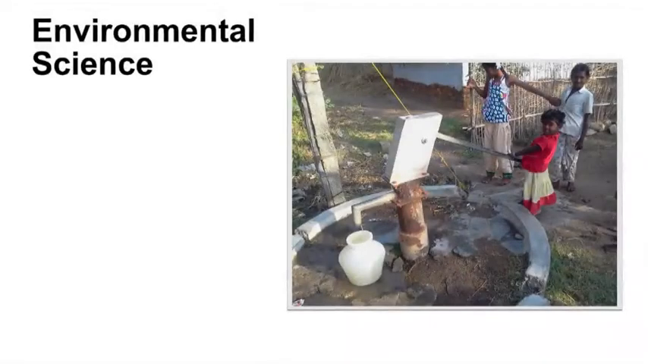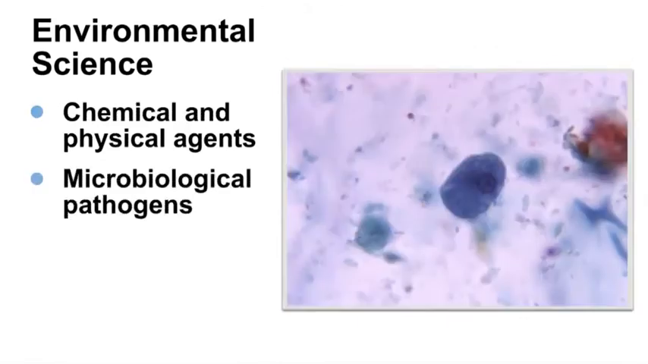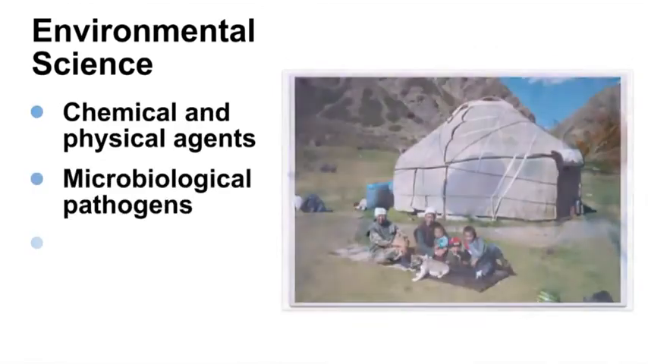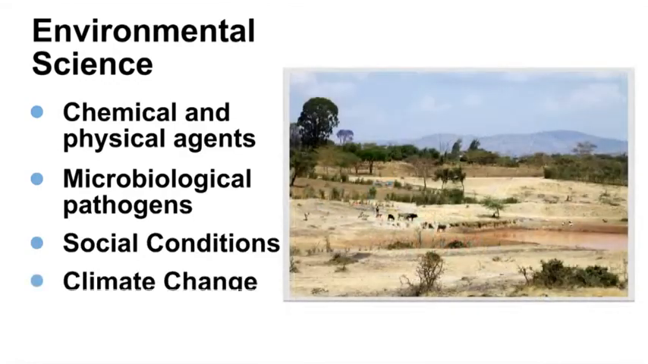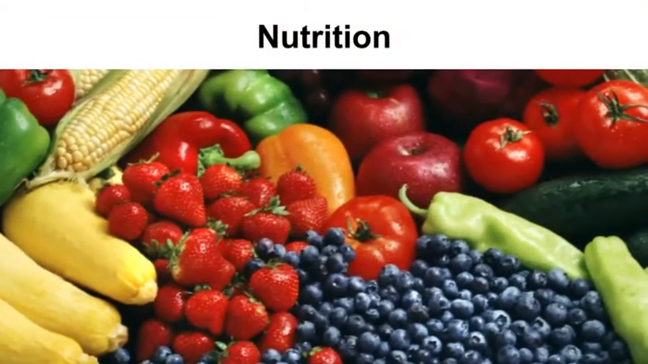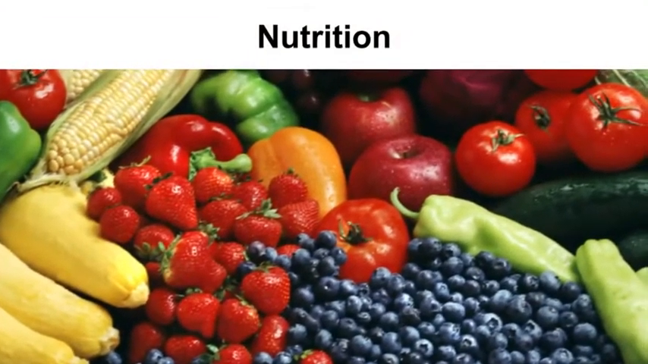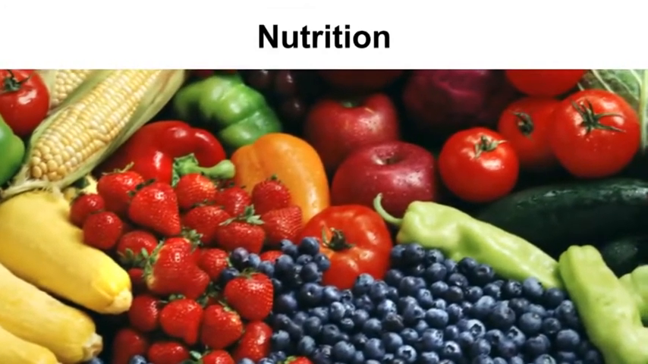Environmental epidemiologists focus on environmental exposures or factors that affect health outcomes. Examples of environmental exposures or factors include chemical and physical agents, microbiological pathogens, social conditions that can affect environmental exposure, and climate change. Nutritional epidemiologists examine associations between nutrition and health outcomes. Research studies may focus on diet and physical activity.